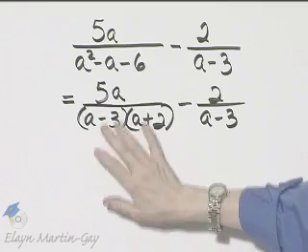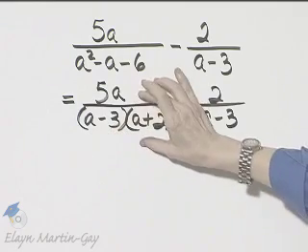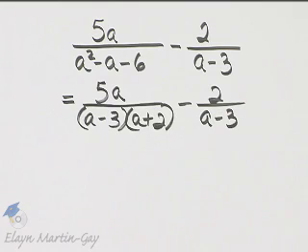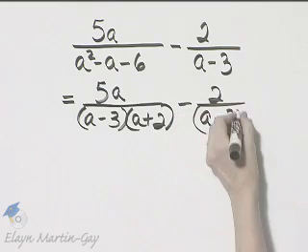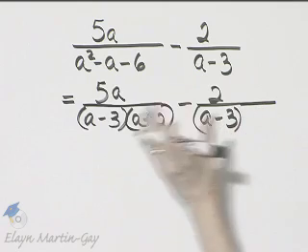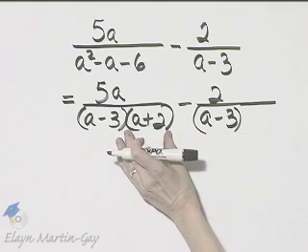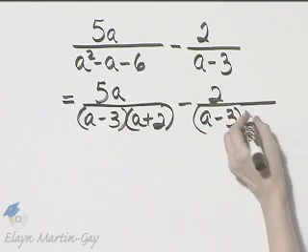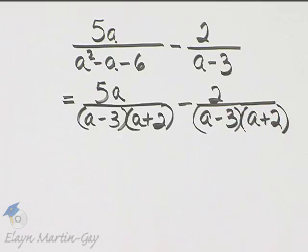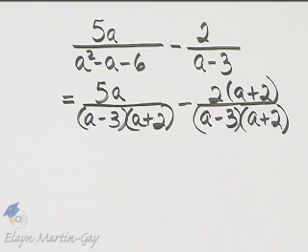So I want to rewrite each fraction so that it has this denominator. Now obviously this fraction already has this denominator. Let's go ahead and look at this fraction, or this rational expression. What would I multiply the denominator by so that this denominator looks like this denominator? I would multiply this denominator by a + 2. I'll go ahead and do it right here. If I multiply the denominator by a + 2, I must multiply the numerator by a + 2.